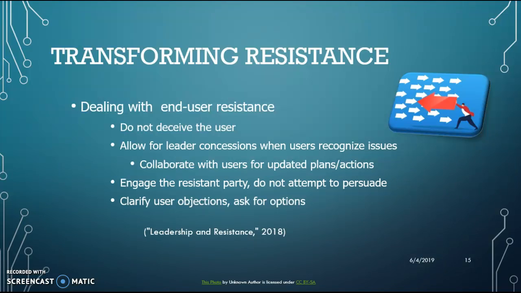Transforming resistance, dealing with end user resistance. Don't deceive the user. Deceiving the user will just add mistrust to the circumstances. Allow for the leader's concessions when users recognize issues, and then collaborate with those users on updated plans and actions. You want to engage the resistant party. Do not attempt to persuade. Clarify the user objections and ask for options.